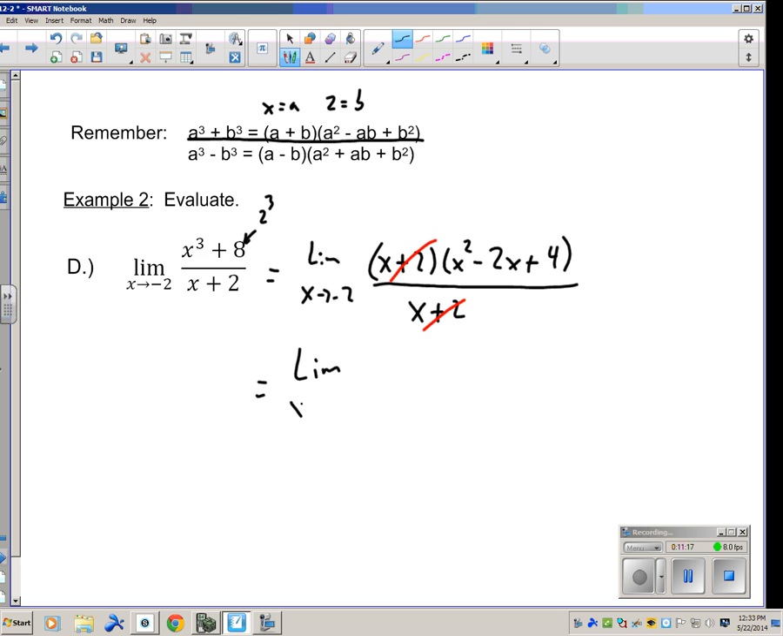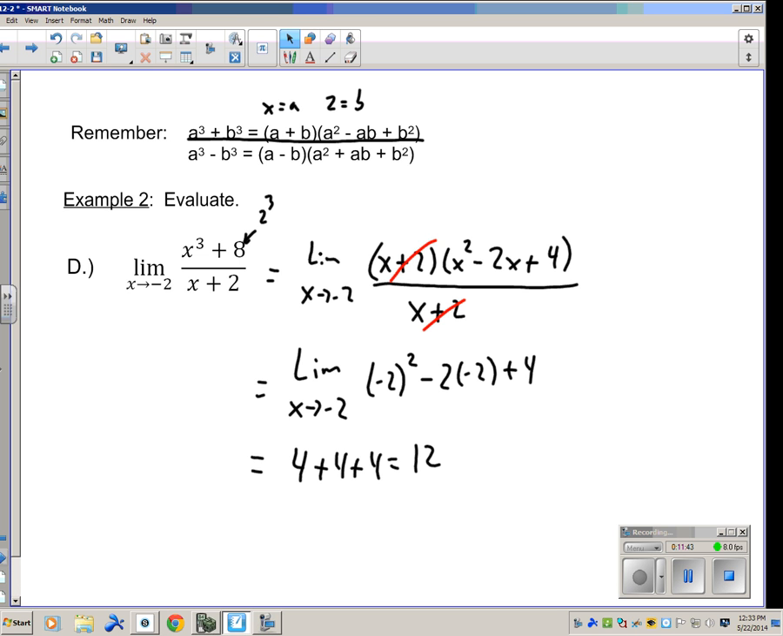The limit as x approaches -2, I'm left with x squared minus 2x plus 4, but now I'm going to substitute my -2's in there. And when I do that, I end up getting 4 plus 4 plus 4, which gives me 12. So I've got a limit of 12.